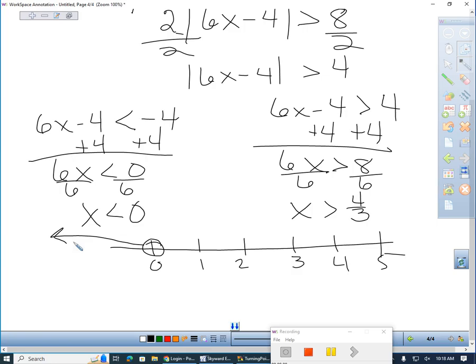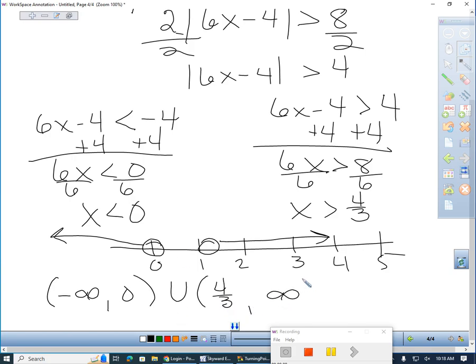You divide it, make it a decimal, and we get 1.3 repeating. So that means I go a little bit more than 1 and put my open dot there. And which way does this one go? Goes to the right. So this is negative infinity to 0, union, 4/3 to infinity.